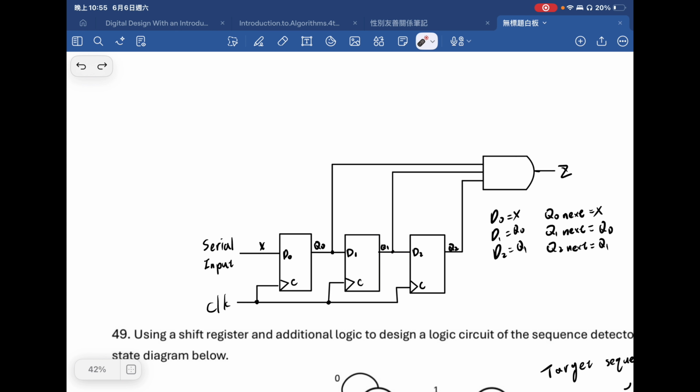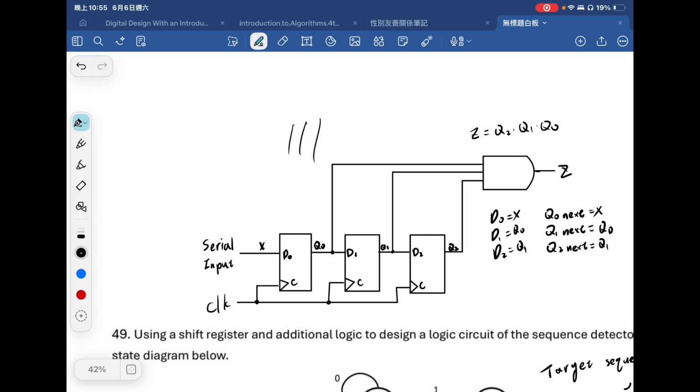And now we need additional logic. Since the target sequence is 3 consecutive 1s, we can use a 3-input AND gate. The output equation is Z equals Q2 and Q1 and Q0.